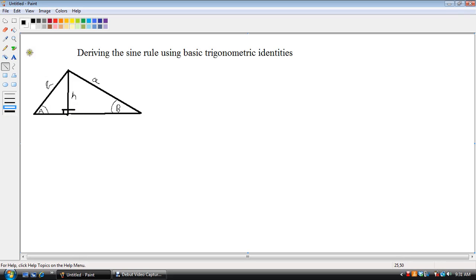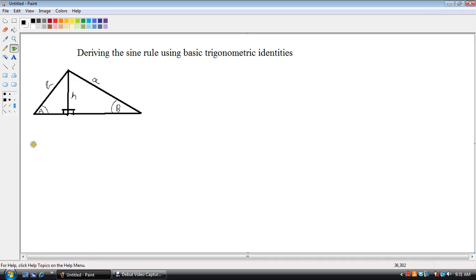As you can see here, this height is shared by both the triangle formed on the left and the triangle formed on the right. Now we can use the knowledge of our basic trigonometric identities to find the sine rule that you are familiar with. So let's start doing this.